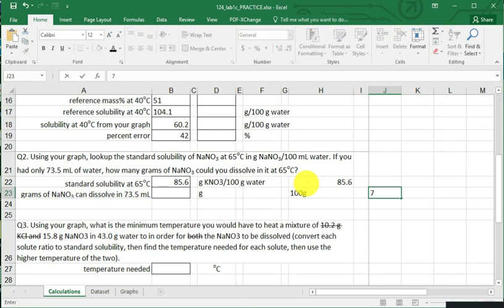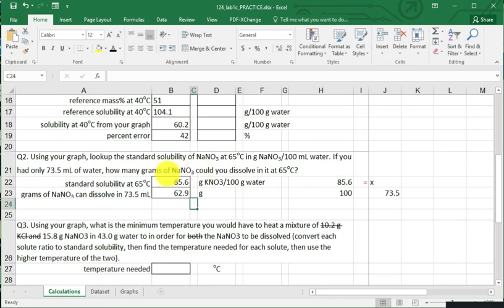per 73.5 milliliters, but remember for water, that's grams as well. So I need to find the X. So this is going to be, we'll do it like this. So I'm going to do 85.6 divided by 100, and if I want X, I'm going to multiply both sides by 73.5. So this is 85.6 divided by 100 times 73.5. And I get 62.9. So that's 62.9 grams.